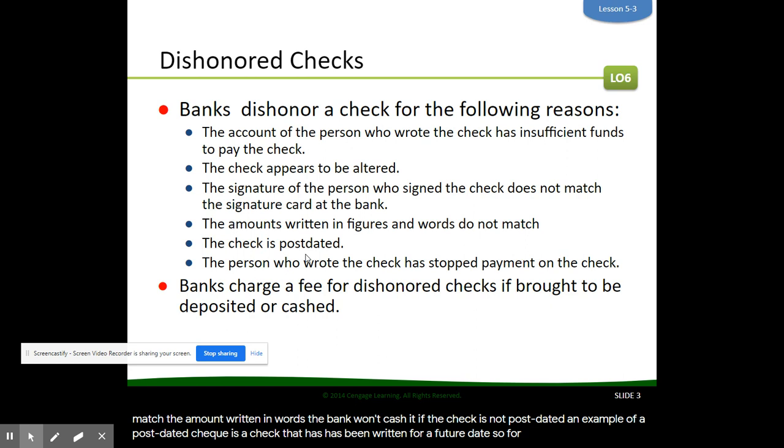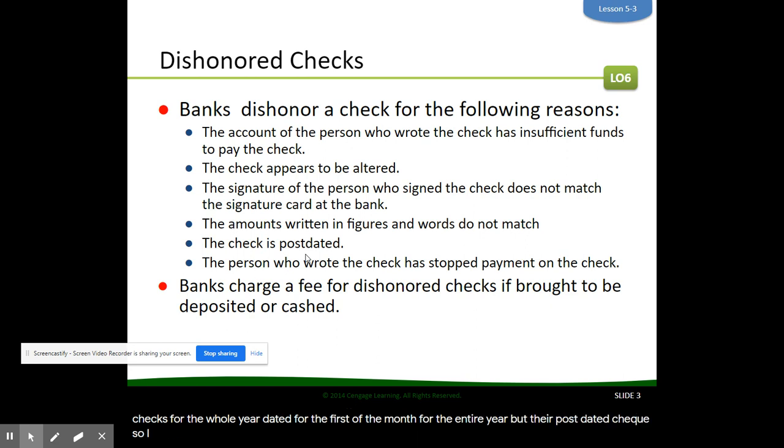So, for example, I have a rental property and someone pays me rent every month to live in that property. And so they sent me checks for the whole year, dated for the first of the month for the entire year. But they're post dated checks. So I can only cash them once that date hits. And so if I try to cash one before the date that's written on the check, the bank won't cash it.